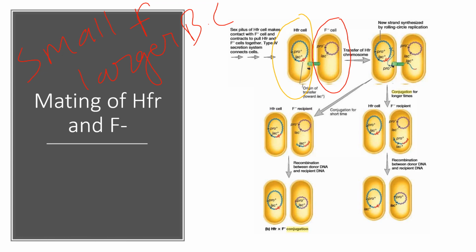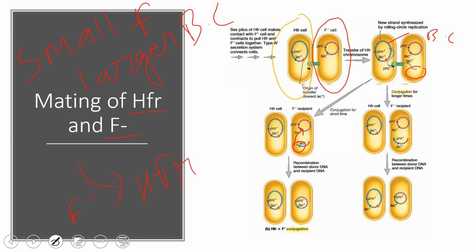You can see here, this red indicates the plasmid, and this blue represents the bacterial chromosome. So you can see the larger portion of the bacterial chromosome is there. And these larger bacterial chromosome portions will be integrated into the F minus cells, and this will become the Hfr. So Hfr and F minus will result in the formation of F minus into the Hfr.